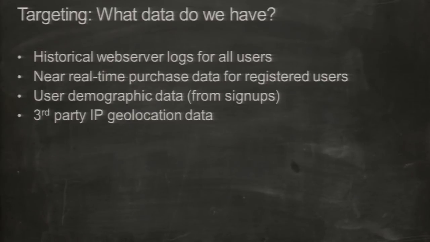Again, for registered users, we probably have demographic data from when they signed up. So we know how long they've been on the platform. Maybe we know where they live. Maybe we know how old they are, things like that. And then let's say we've purchased data from a third-party IP geolocation service. So if we have a visitor's IP address, maybe we can tell that they live, for example, in Las Vegas.